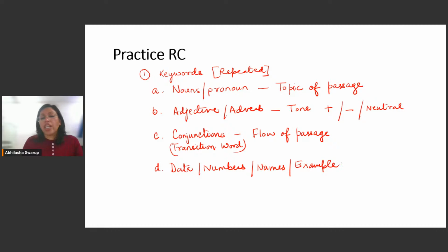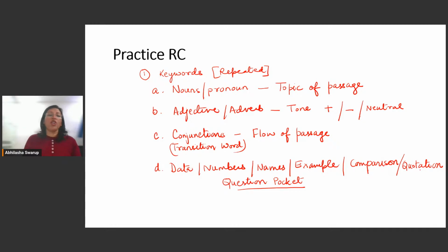Okay, if there are any comparisons given, pay attention to these. Why? Because these are places where questions are made from. So these are essentially what? They're question pockets. When you see any names, numbers, examples, comparisons, these are question pockets, and therefore they become very important. Any quotations that are given also. Okay, so pay attention to that. Remember these things while you're solving your practice RC or while you're solving any RC.